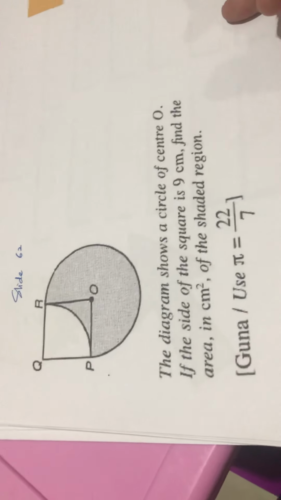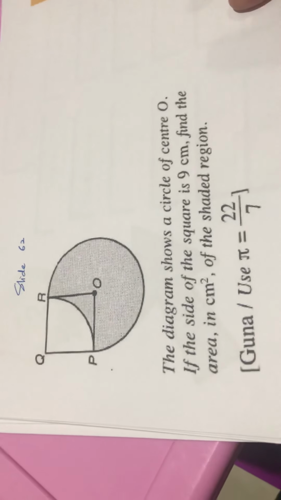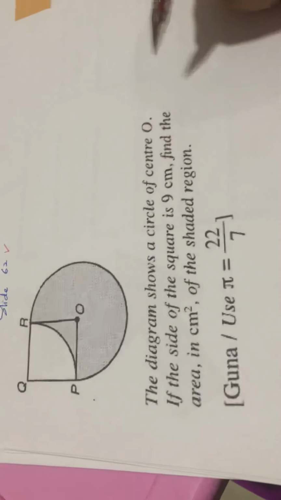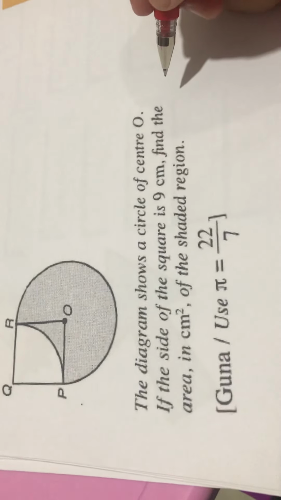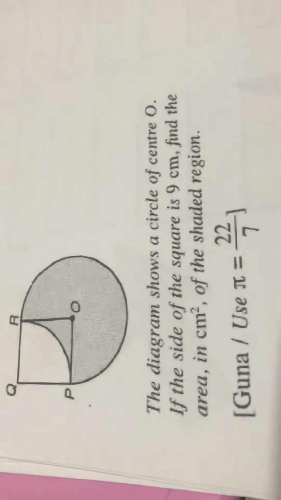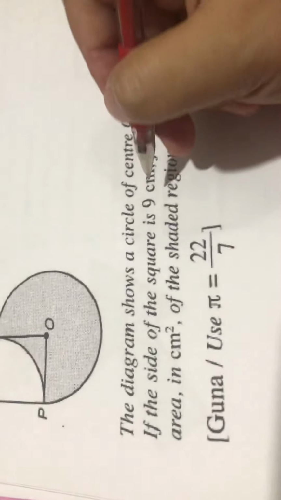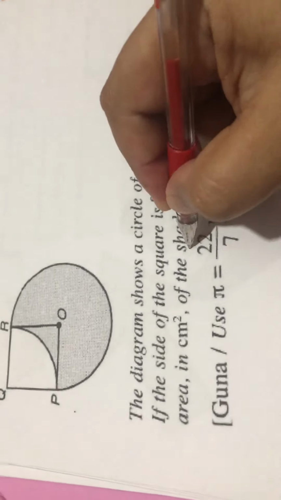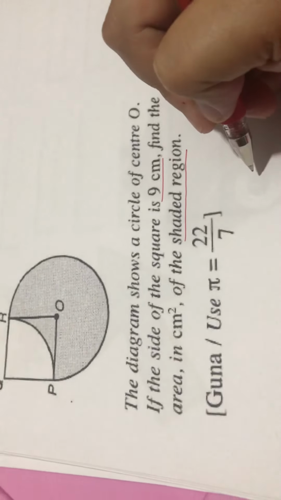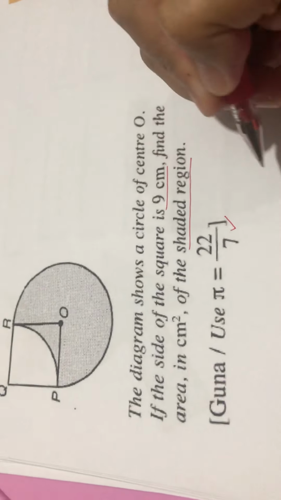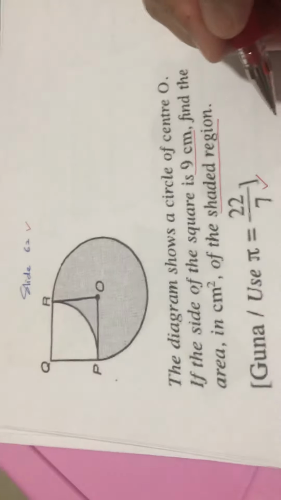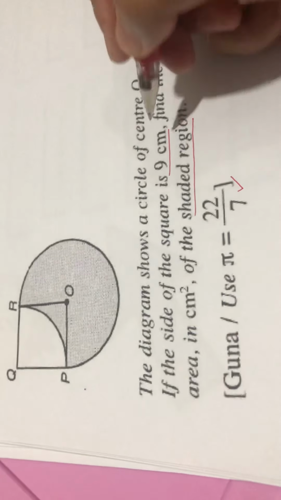Okay, so last question di dalam slide, which is slide 62. The diagram shows a circle of center O. If the side of the square is 9 cm, find the area of the shaded region. Use 22/7. Okay, for this question, dia dah kata, square itu adalah 9 cm.